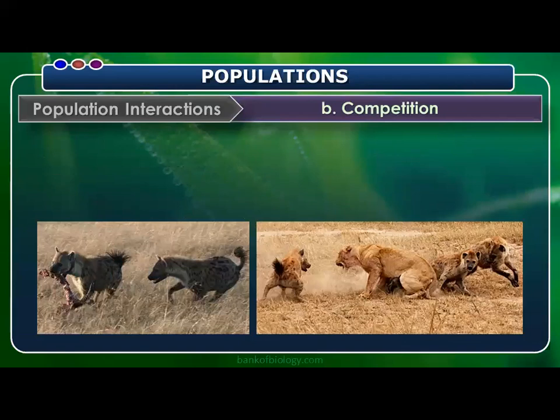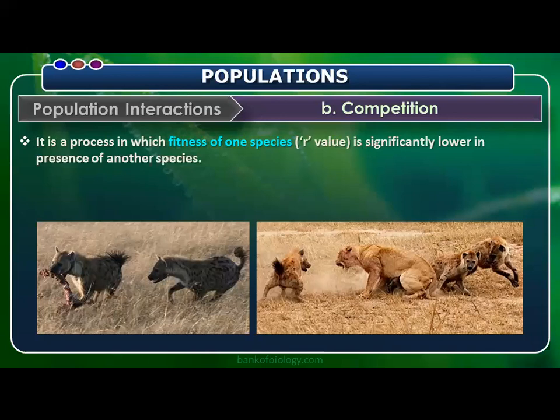Now moving on to the population interaction, competition. The second one is competition. Earlier, in predation, we saw how the predator is important and how the prey tries to protect itself from the predator. Now we are moving to competition. It is a process in which the fitness of one species, the r value, the intrinsic rate of natural increase, is significantly lower in the presence of another species. We call it competition.